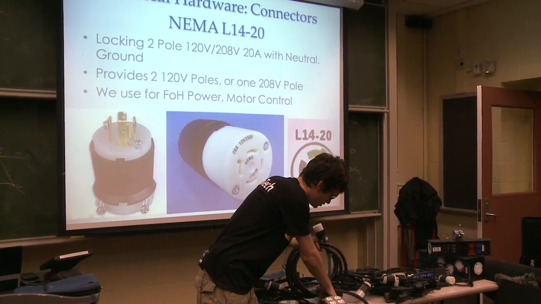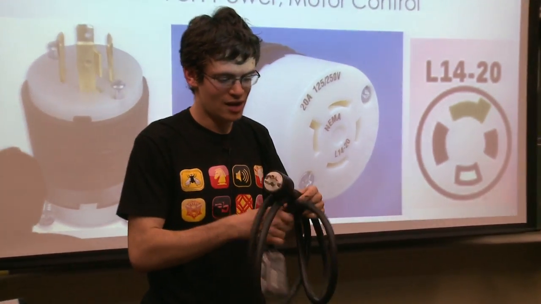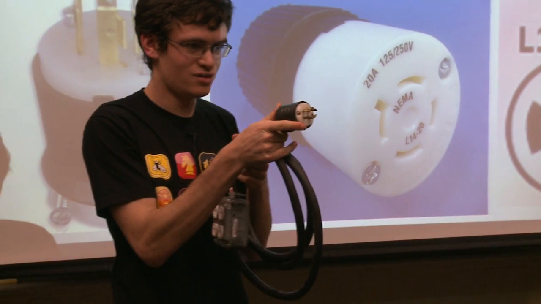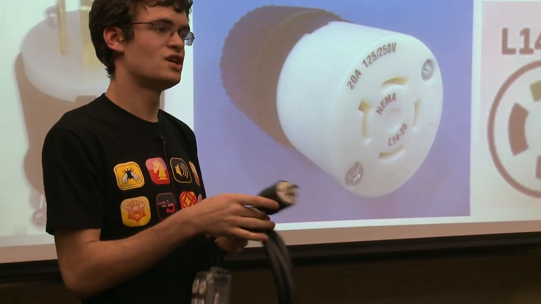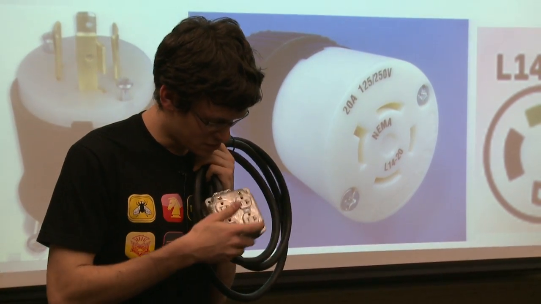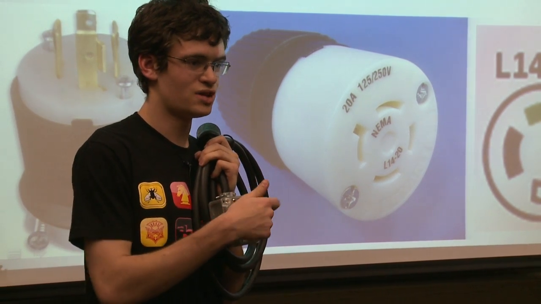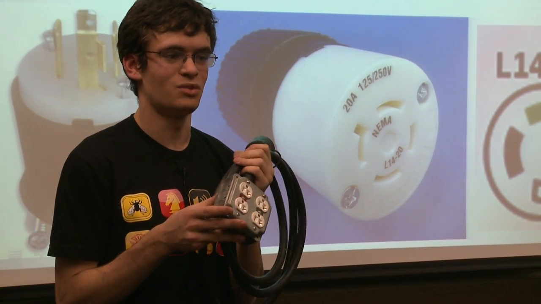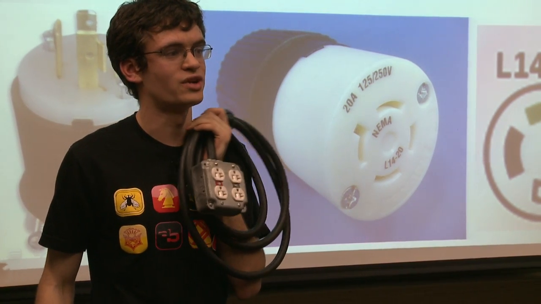In fact, I have a demo unit of this. I have this quad box, which has an L1420 male on it. It's used for front of house power because front of house usually wants 2 circuits. And the nice thing about this quad box is it gives you 2 separate circuits. So one hot goes to these 2, one hot goes to these 2. You don't get 208 volts between them just because this isn't wired that way, but it gives you 2 circuits over 1 cable, which gives you less cable to run.